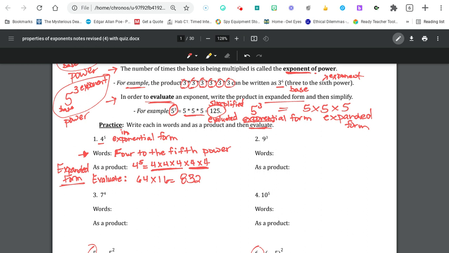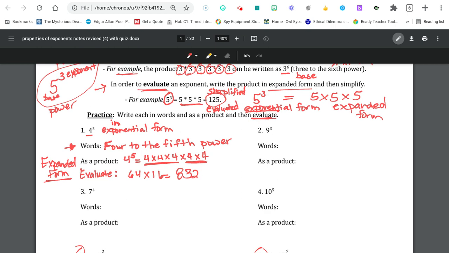All right, let's take a look at the second one. Number 2, again, is in exponential form, but I'm going to write it out in words. There are 2 different ways to write this out in words. So I can write the base, which is 9, and just put the exponent. So I can write this as 9 cubed. Okay. Or you can write this as 9 and put to the, and then what's the exponent? It's a 3, so we say 9 to the third power.